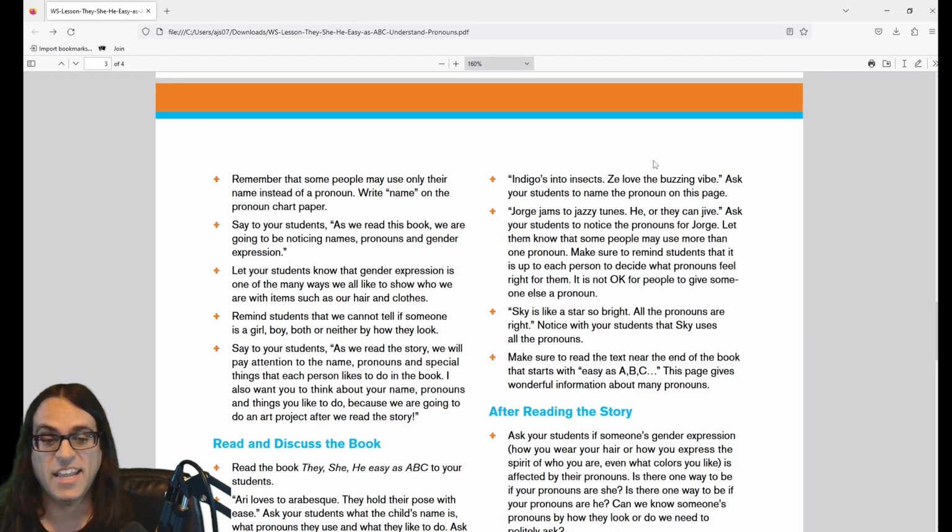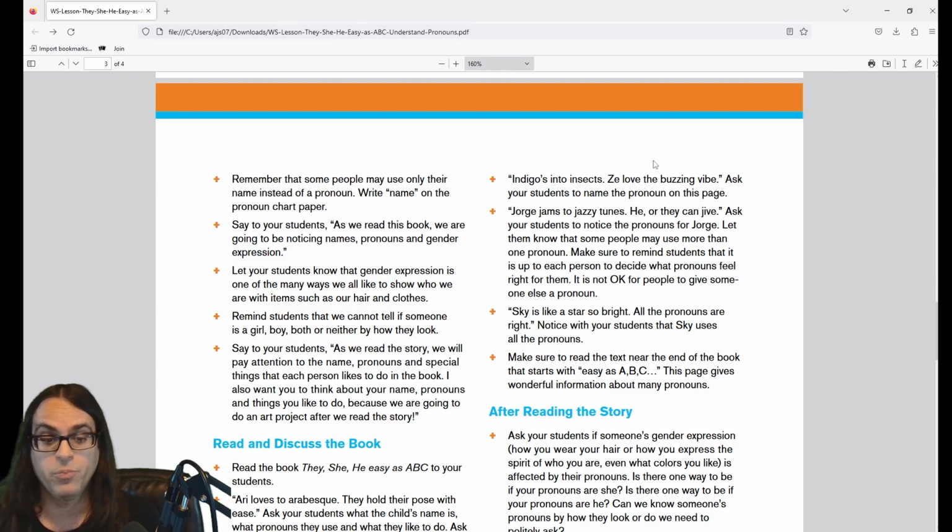Ask your students to name the pronoun on this page. So they're totally going to be confused, but I mean, it makes sense. Z, they don't know what that word means. So they're probably eventually going to gravitate to, that's probably the pronoun. Z, okay. George jams to jazzy tunes. He or they can jive. Ask your students to notice the pronouns for George. So we went from they, them, to tree, to Z, to he or they.